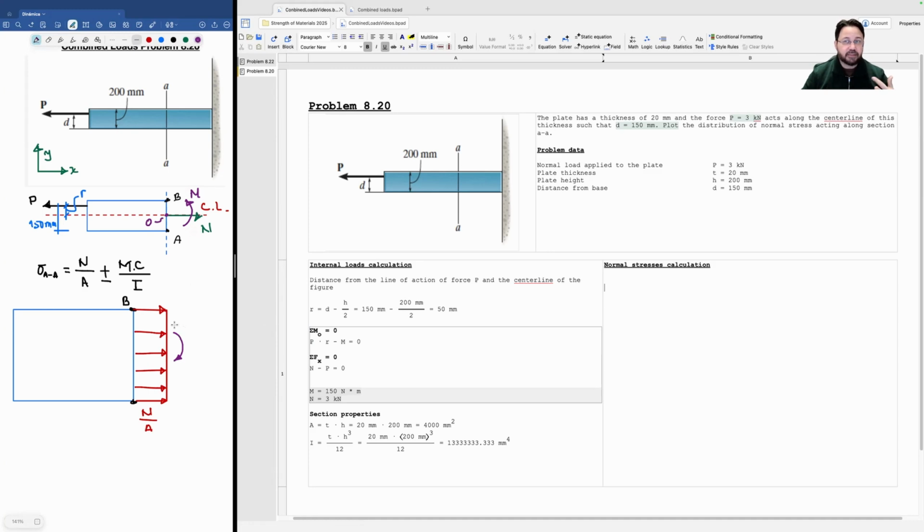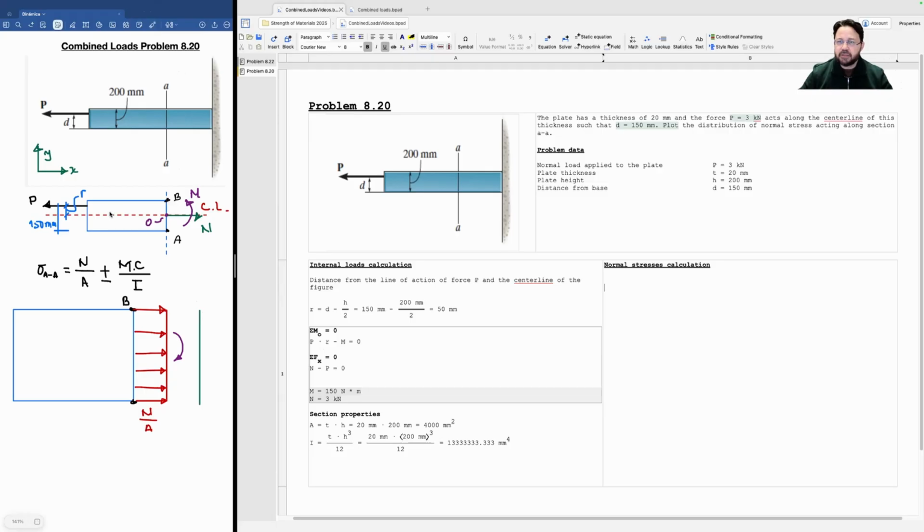That's the real direction. Remember that I assumed at the beginning, and if I was wrong, the mathematics was going to tell me that I was wrong, and then it just happened like that. So it means that if I want to draw that distribution of stresses in the upper part, going from the center line of the figure to the top, I'm going to have tension stresses, tensile stresses, and then from the center line to the bottom, I'm going to have compression stresses or compressive stresses.